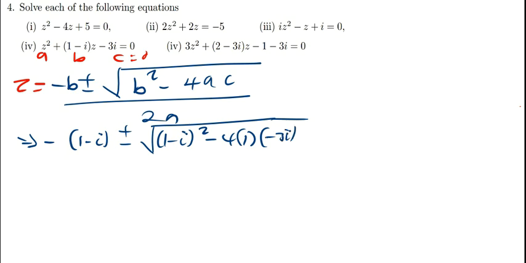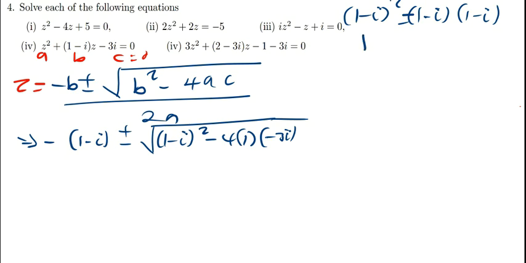Now let's first expand 1 minus i squared, which is the same as 1 minus i, again times 1 minus i, like that. So 1 times 1 is 1.